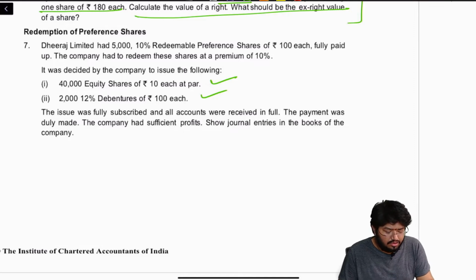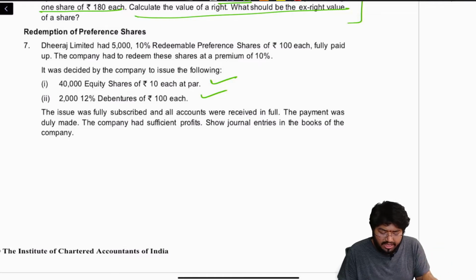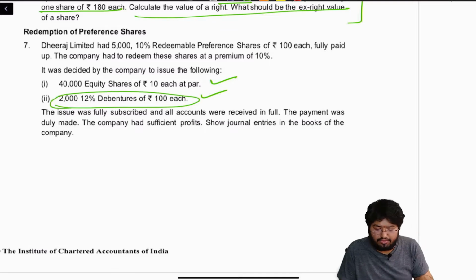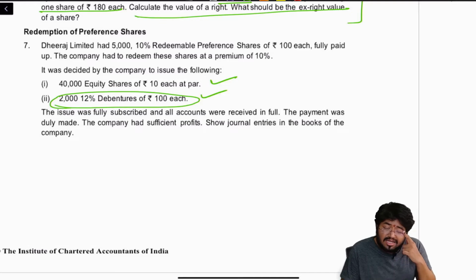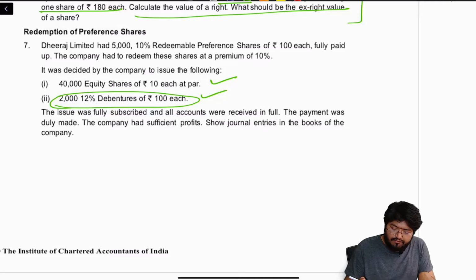Okay, so what you need to do is, to the extent of shares which are redeemed out of fresh proceeds of equity shares or any shares, I need not create CRR. But with respect to these 2,000 debentures that I am raising by issuing debentures, to this extent I should create CRR. Why? Because there is no fresh issue of shares. Am I making sense? Yes, sir.